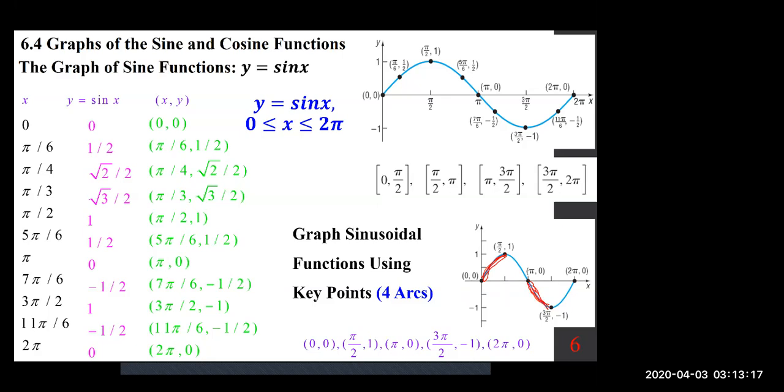Let me show you the second one here in a different color. Here's the second arc. So 0 to pi over 2. Here's the second arc.